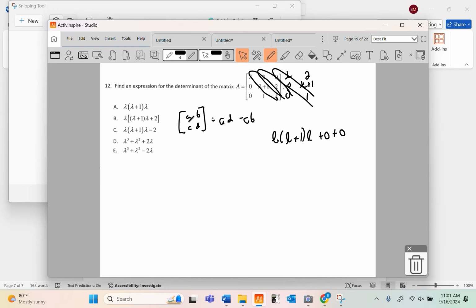Notice how we're supposed to take away the upward diagonal. So take away all of this: 0 times lambda times 0, which is 0, plus 1 times 2 times lambda, which is 2 lambdas, and then lambda times 0 times 2 plus 0. So I've got something kind of funny looking here. I've got lambda times lambda plus 1 times lambda, which is choice A, but I'm supposed to take away this. I have lambda times lambda plus 1 times lambda, take away 2 more lambdas.